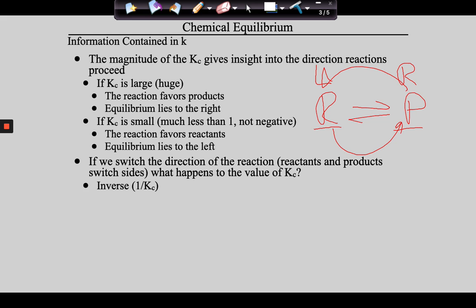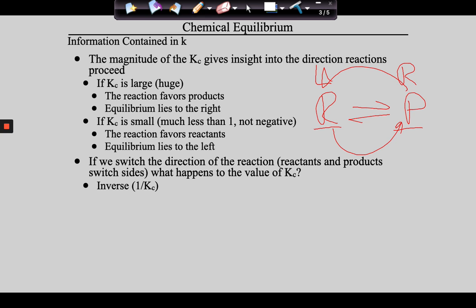It would become the inverse of it. So guys, if you flip the reaction around, the Kc value becomes 1 over Kc because you're flipping the fraction, so you're flipping the value of Kc. We will do that experimentally later, so if that doesn't make a ton of sense, you may want to write it down, but that's fundamentally the idea.